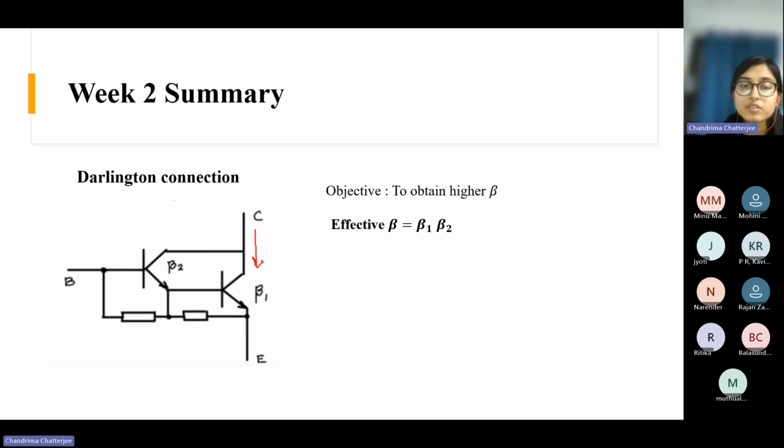Now, if you can effectively increase the beta value, then even if you provide a very small base current, due to the large beta value, you can get a high collector current. That is the importance. So if your base drive is very small, the source present here, the base drive that is small.